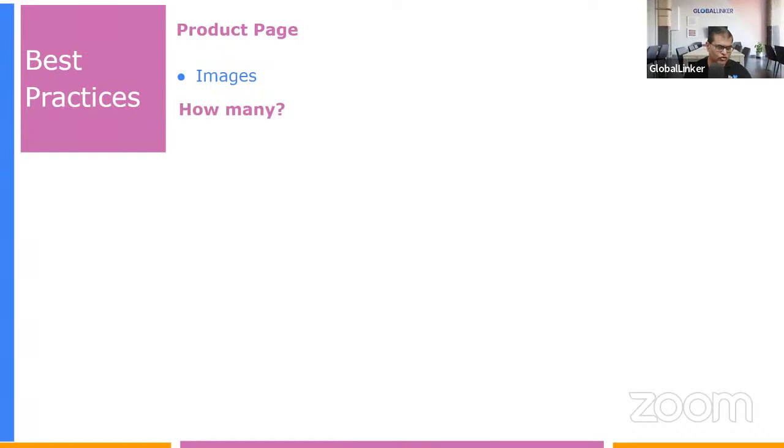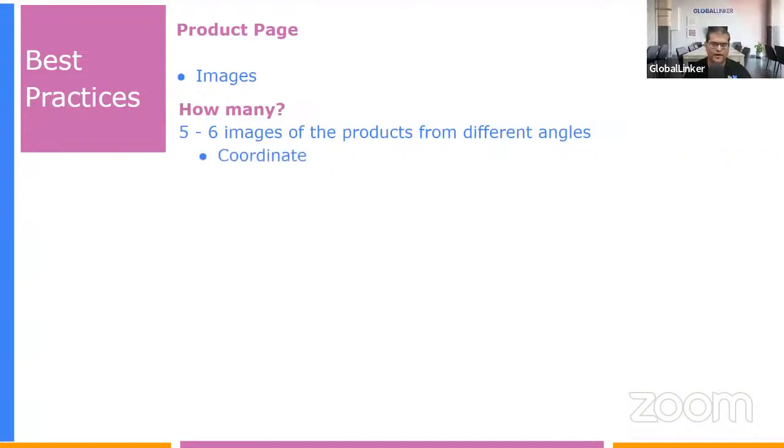How many images should you upload? Typically 5 to 6 images from different angles. And what are those different angles? So one is a coordinate image, which is typically a full body shot. If it is a model image, it will be the entire body shot from foot to head. So that's a typical coordinate.